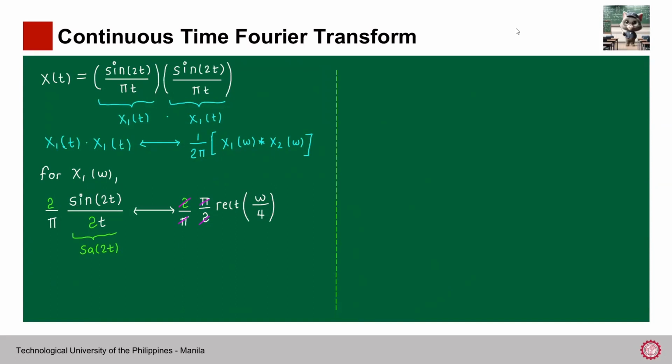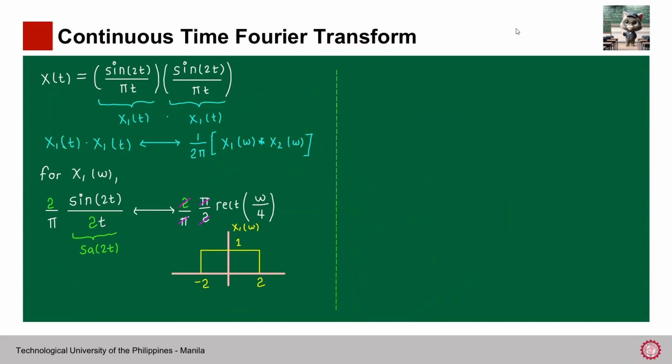So basically, the CTFT of this is what? A rectangular pulse again. This time is from -4 to +4. Sorry, -2 to +2. Okay, so this is from -2 to +2. So this is x1 of omega. Amplitude is still 1 kasi nga na-cancel na ng 2 over pi yung pi over 2. So yun na siya, guys.